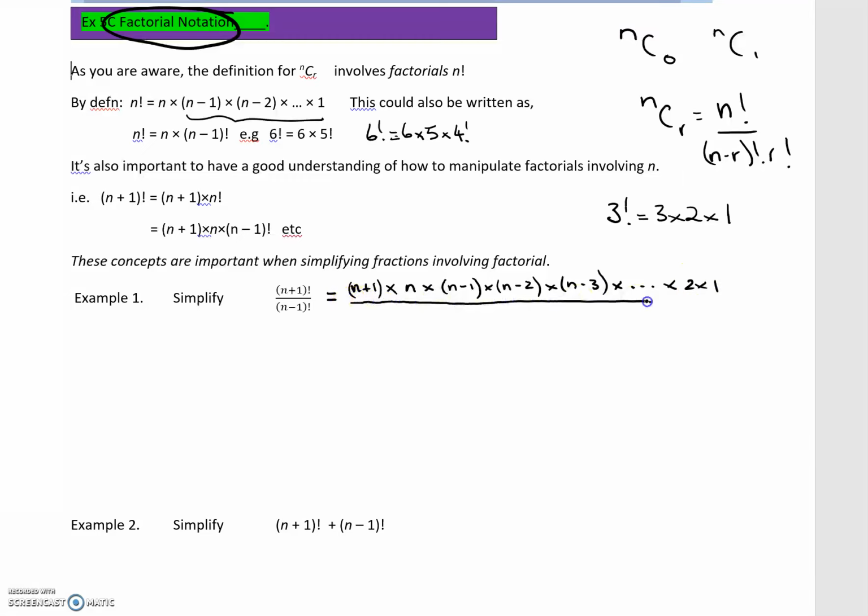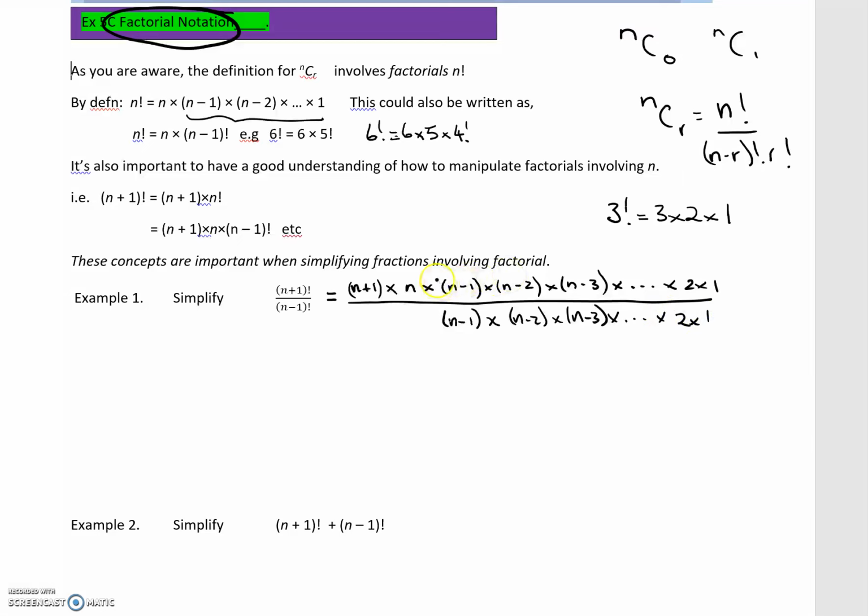All over n minus 1 factorial. Now, strategically, I'm going to start over here with it, just to make the point. N minus 1 factorial is n minus 1 times n minus 2 times n minus 3 times, all the way down to 2 minus 1.